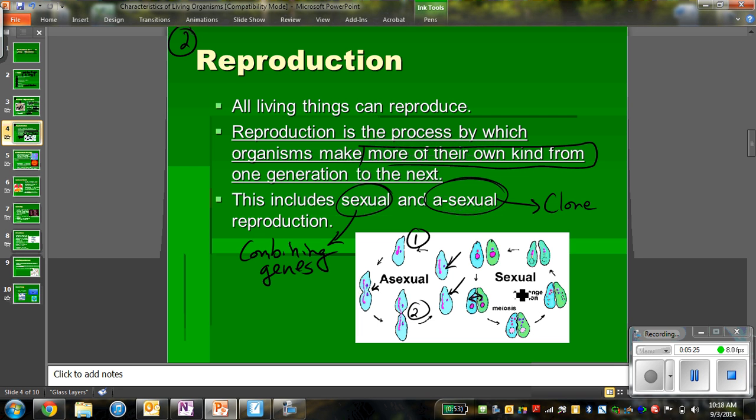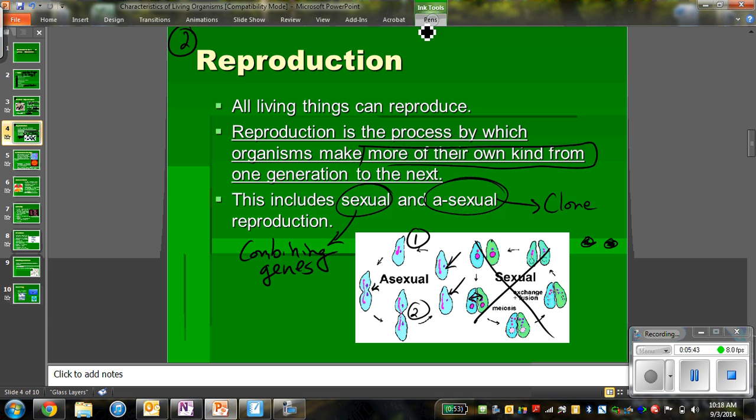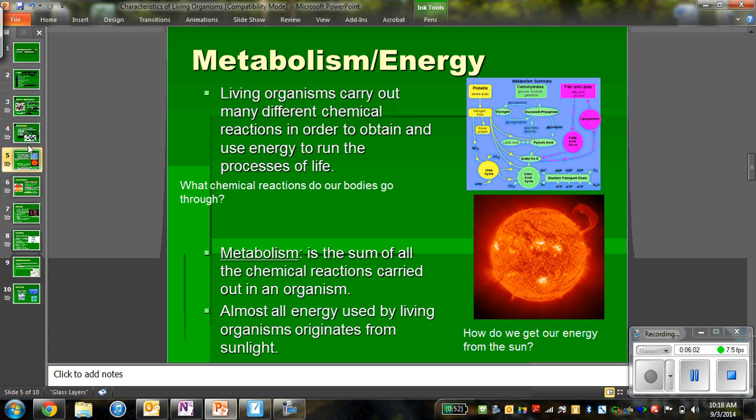And you know what? This picture really does not do a very good job describing sexual reproduction. So you could just think of it as organism 1 combines with organism 2, their genome. Okay, let me draw a better picture of that. Sorry, guys. So the genes get combined into a new organism, but the two organisms are still around. So you are combining genes to make a new organism. Okay? So that's reproduction. Next one is going to be the use of energy.